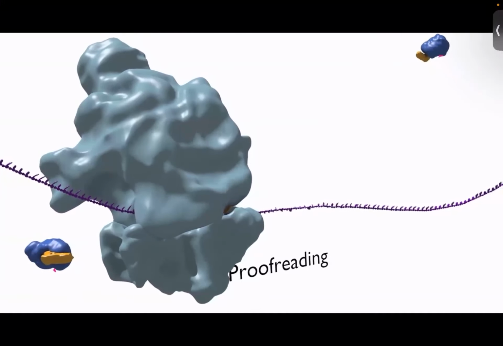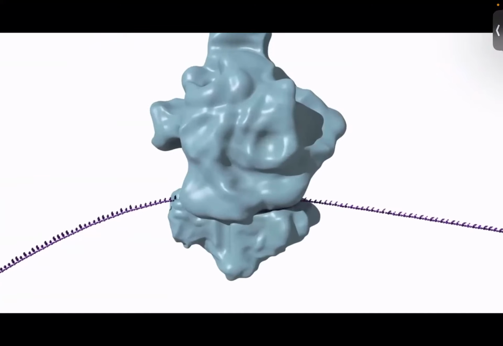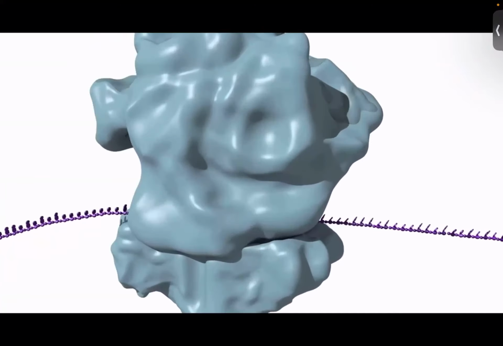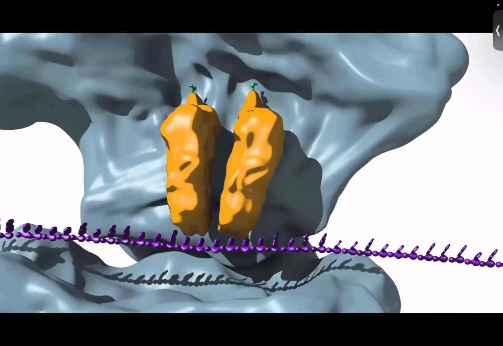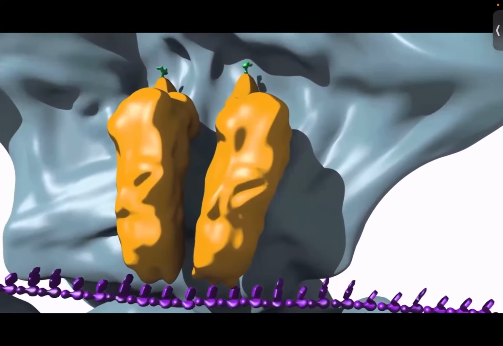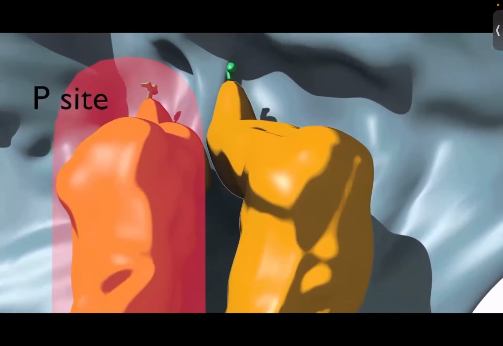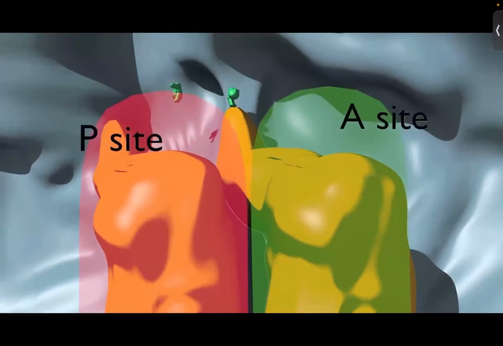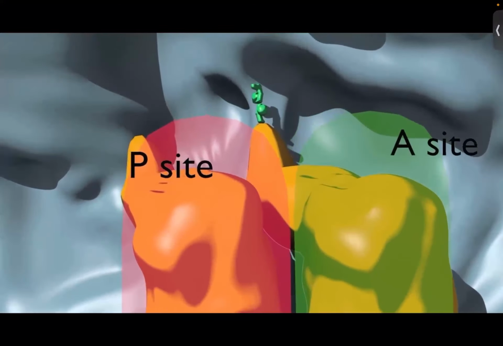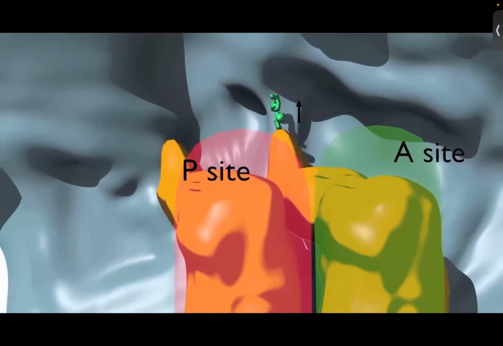Once the tRNA selection step has taken place, peptide bond formation is catalyzed in the large ribosomal subunit. In this step, the growing polypeptide chain is transferred from the peptidyl tRNA to the nucleophilic amine of the A site tRNA amino acid. This extends the polypeptide chain by 1 amino acid.